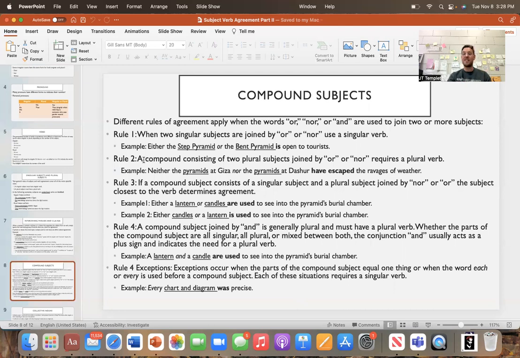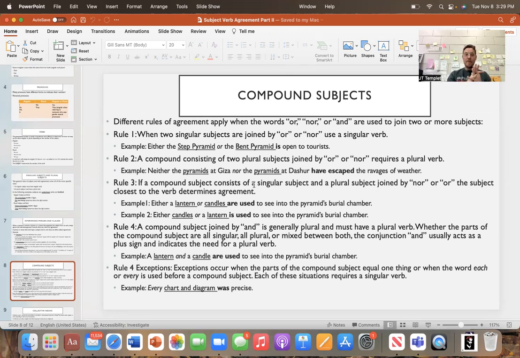Rule 2, a compound consisting of two plurals joined by or or nor is going to be plural. Neither the pyramids at Giza nor the pyramids at Dashur have escaped the ravages of weather. Well, you may say, Mr. Template, even though we have or nor in both of them, why is this one singular and this one plural? You're right. We're still talking about only one of those propositions, one side, either the pyramids at Giza or the pyramids at Dashur. However, the fact is there are multiple pyramids at Giza and multiple pyramids at Dashur. That's what changes it to plural.